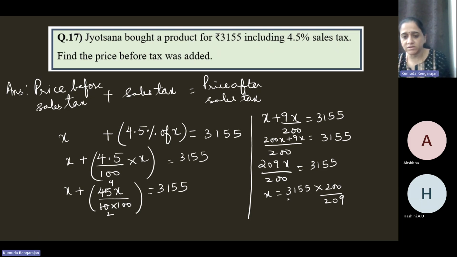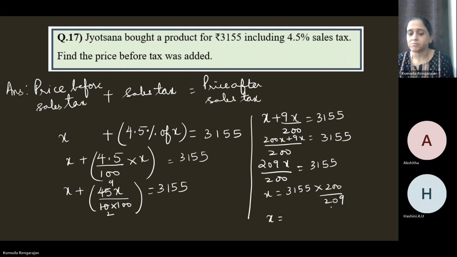So it should be divisible in the tables of 11. Just check. 209 divided by 11, yes. And 3155 divided by 11, no. Use the test of divisibility: 5 plus 1 is 6, no, it's not divisible. So you don't need to simplify further.